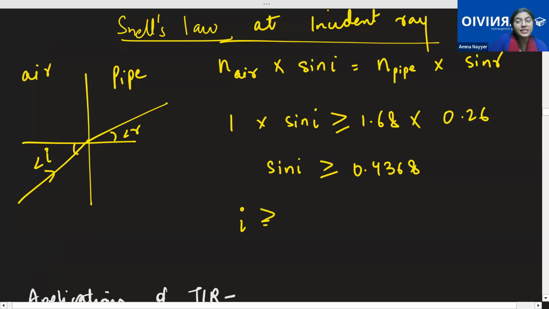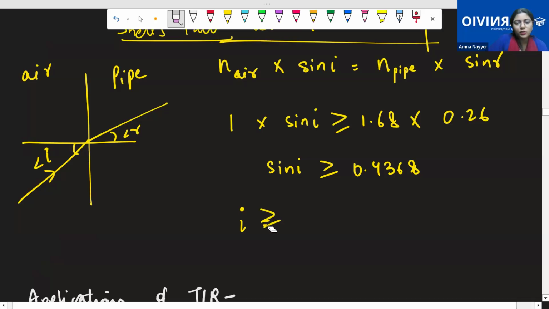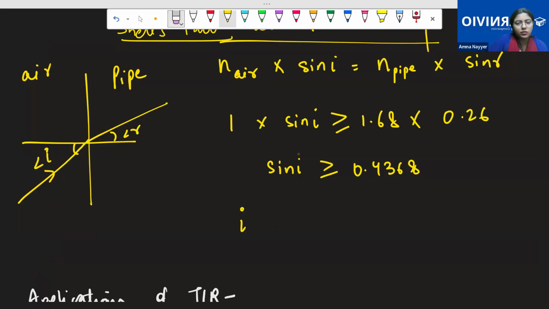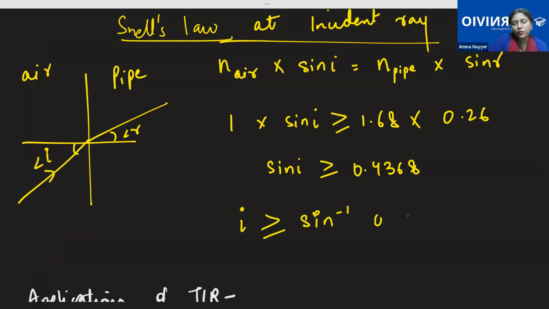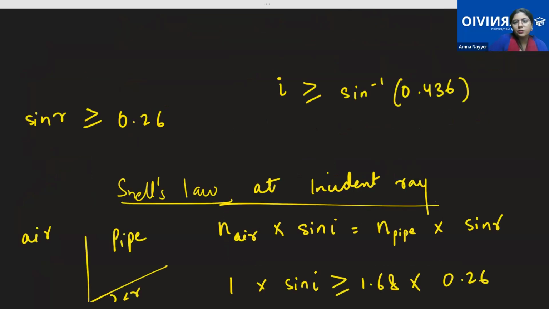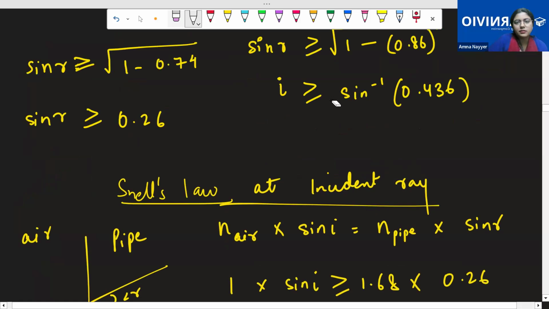See this, that's why the question said range. Because you are getting more than or equal to. The question didn't say get the exact value. Sine inverse 0.4368. This is the answer. Okay. From here, I am erasing this.